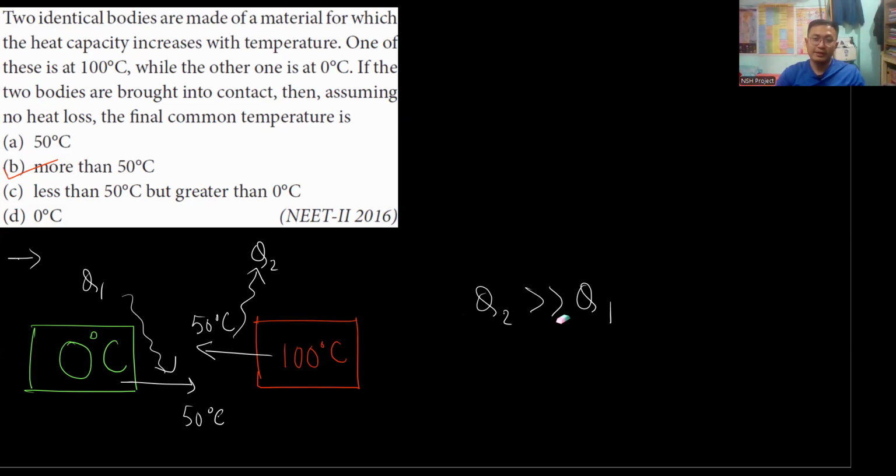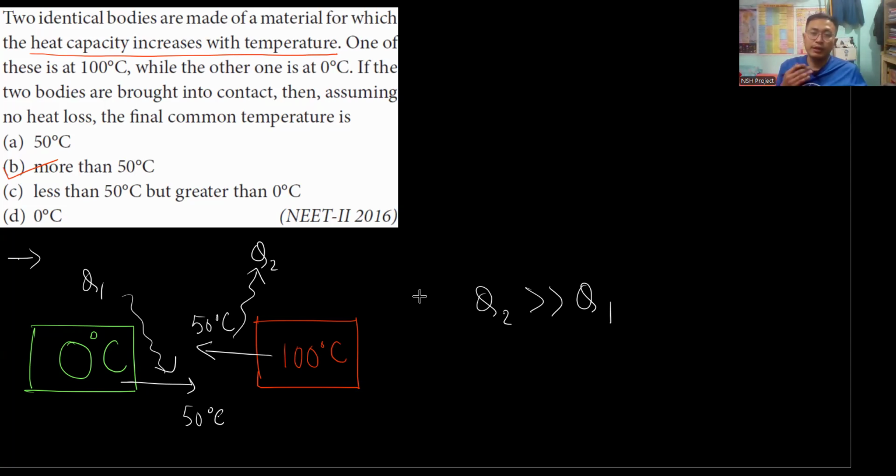Okay, question. Two identical bodies are made of a material for which the heat capacity increases with temperature. The heat absorbed over here, for the same rise in temperature, is not the same.